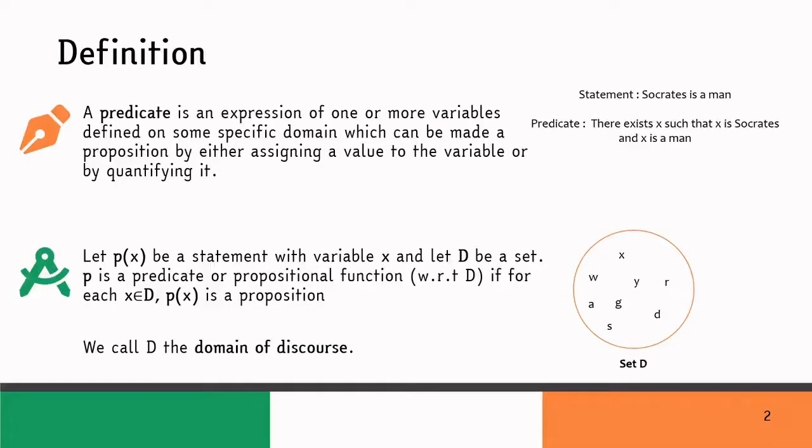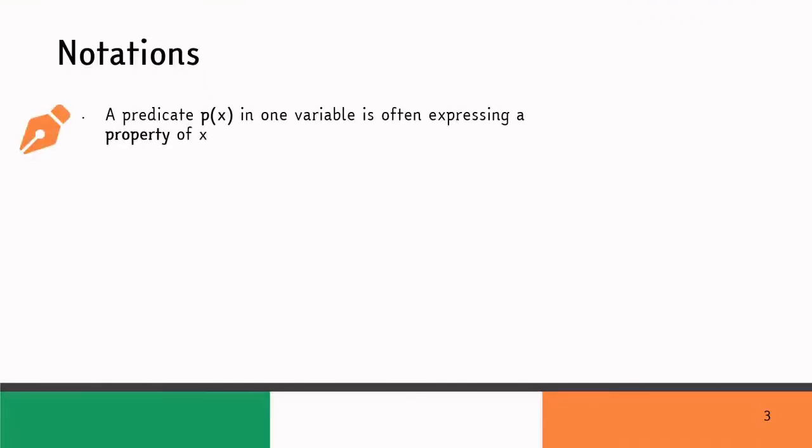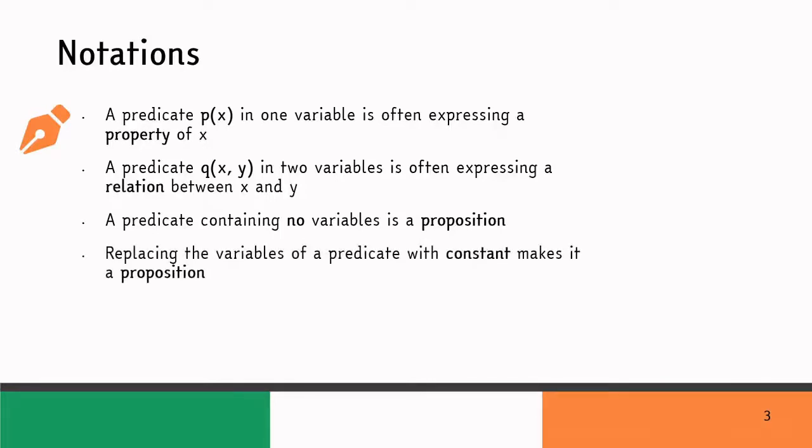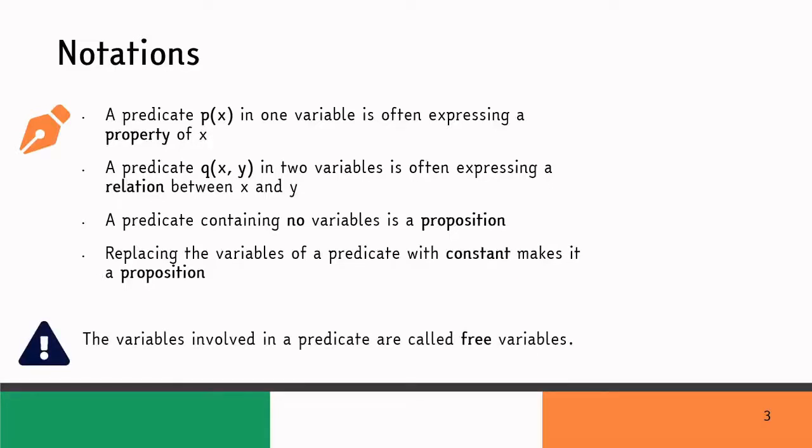Before we dive deep into the quantification of predicates, there are some notations which we need to consider. A predicate P of X expresses a property of the variable X. A predicate Q of X, Y often expresses a relation between the variables X and Y. A predicate containing no variables is a proposition. Replacing the variables of a predicate with a constant makes it a proposition. Just to mention, the variable involved in a predicate is called a free variable.